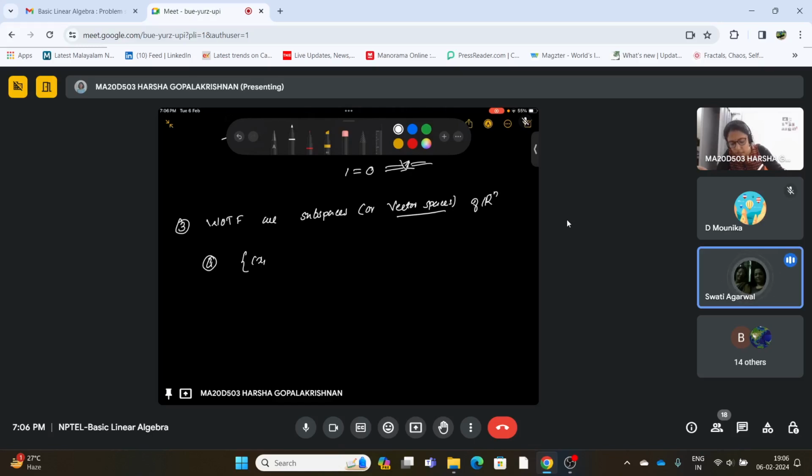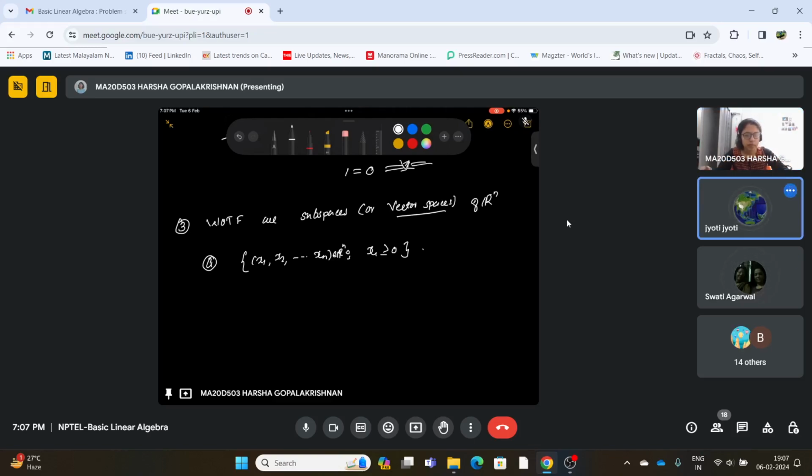The first one is the set of all (x1, x2, etc., xn) such that x1 is greater than or equal to 0. This is an element of Rn, such that the first element x1 is always greater than or equal to 0. Is this a vector space or not? No, ma'am. No. Reason?